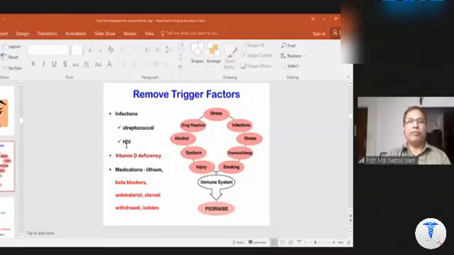And the other way, we have to address infection. Vitamin D deficiency is again important for that. And there are some drugs. Of course, sometimes myself and others also have a look. Some patients get antimalarials and steroids as well. These are the trigger factors. So we have to avoid these things as much as we can.